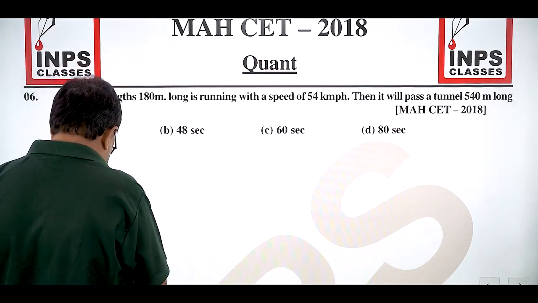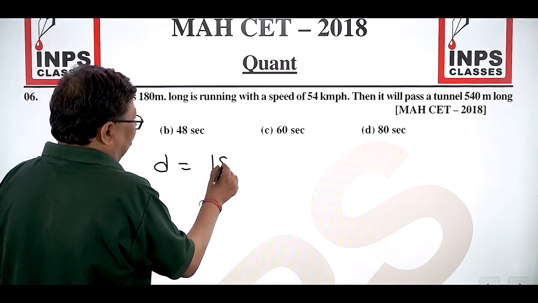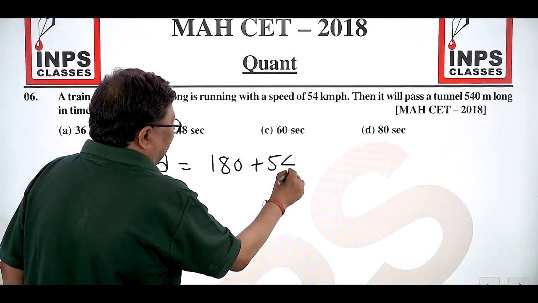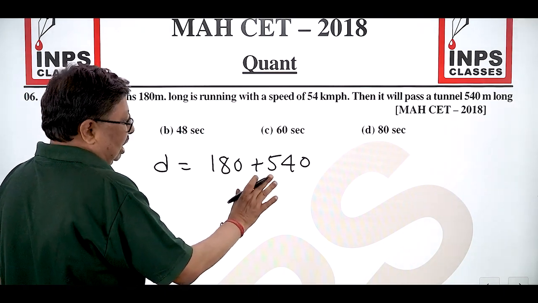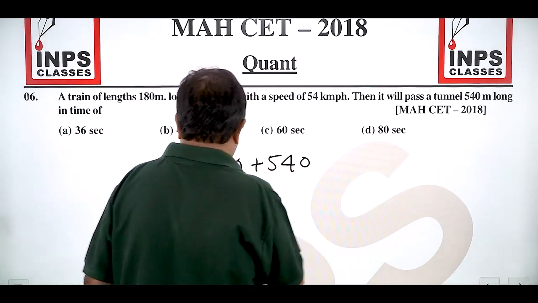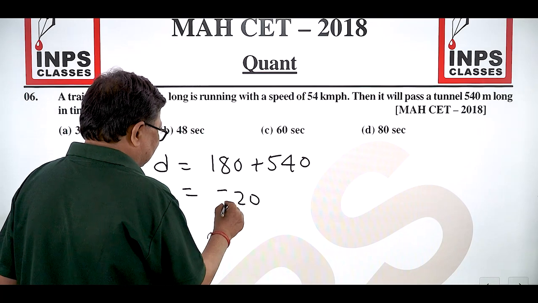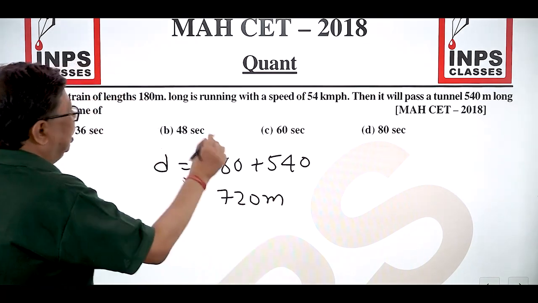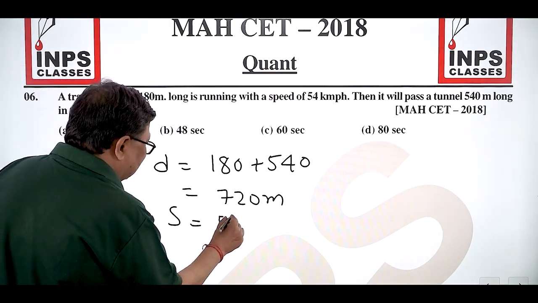Now, distance to be covered by the train is 180 meters plus 540 meters. Its own length plus the length of the tunnel. Then only it will cross the tunnel. So, this total length comes to 720 meters. Now, speed of the train is given to us as 54 kilometers an hour.